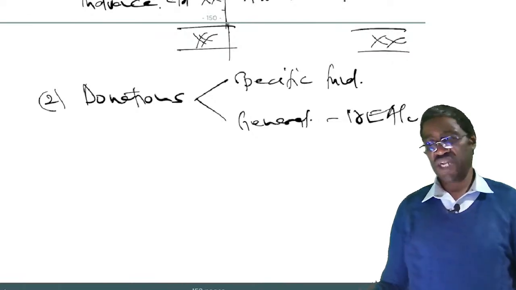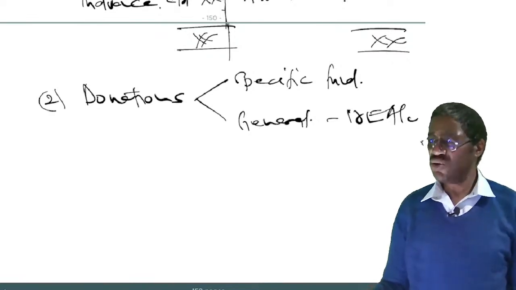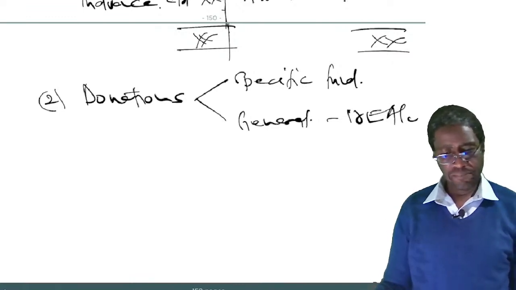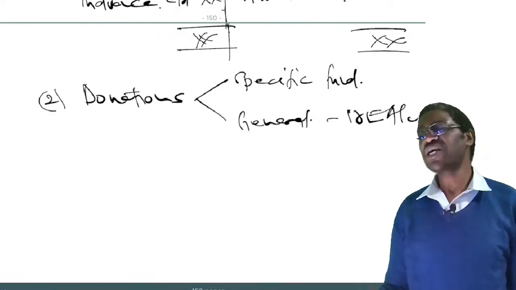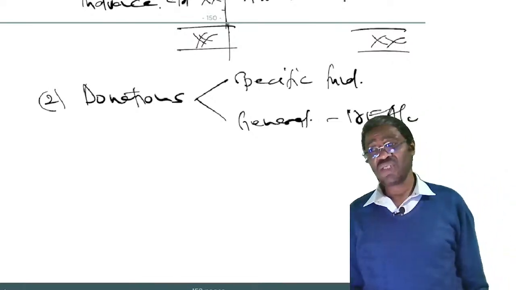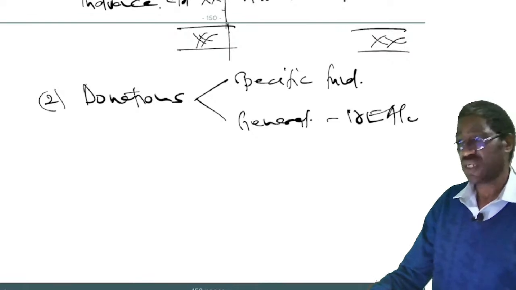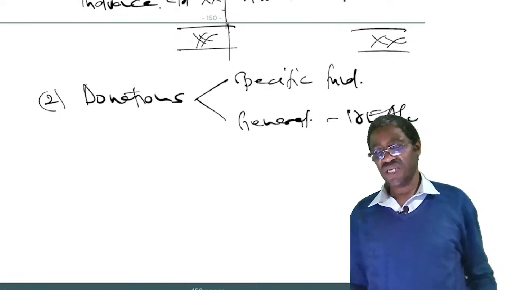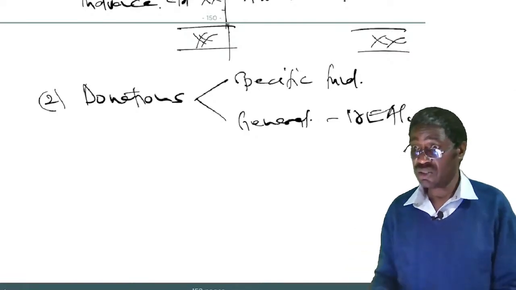Okay. Next, another paragraph. For general donations, they should be credited in the income and expenditure account as an income. Good. So far, I hope so good.